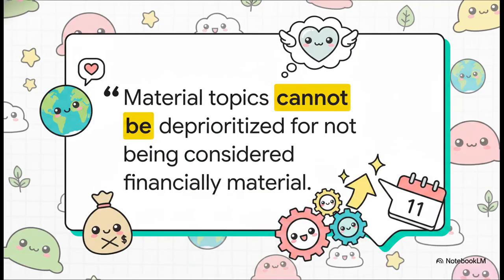In this quote, this gets right to the very soul of what GRI is about. It basically says a company can't just ignore a massive negative impact, like, say, polluting a river, just because it isn't hurting their profits today. The principle is crystal clear. Your impact on the world is what matters. Full stop.